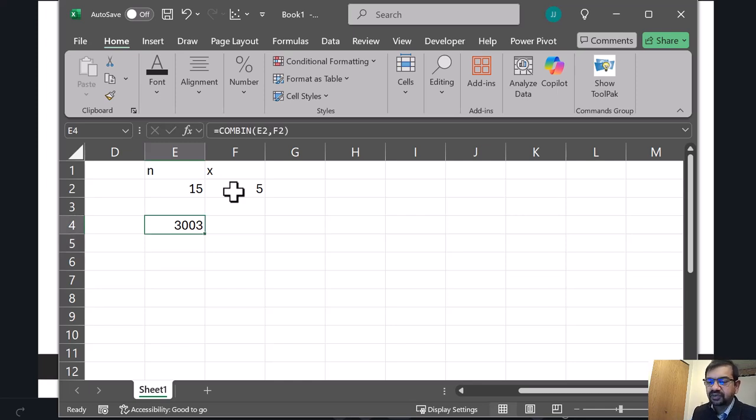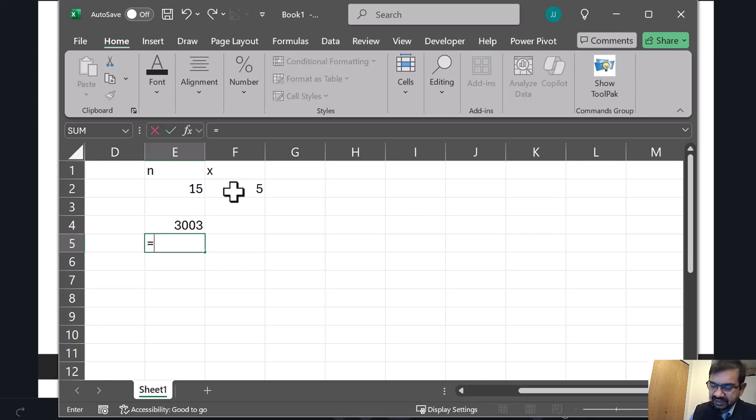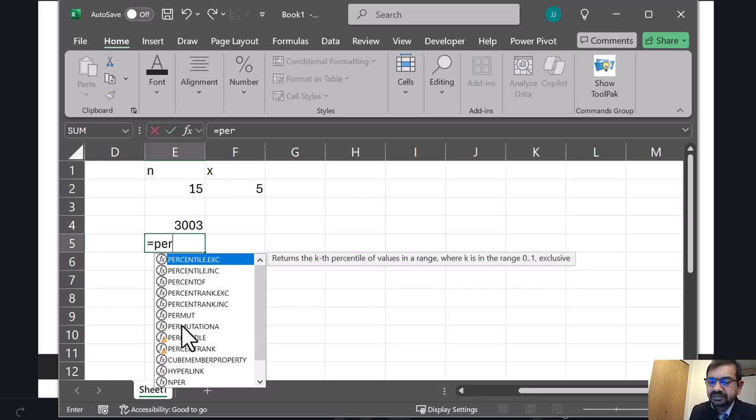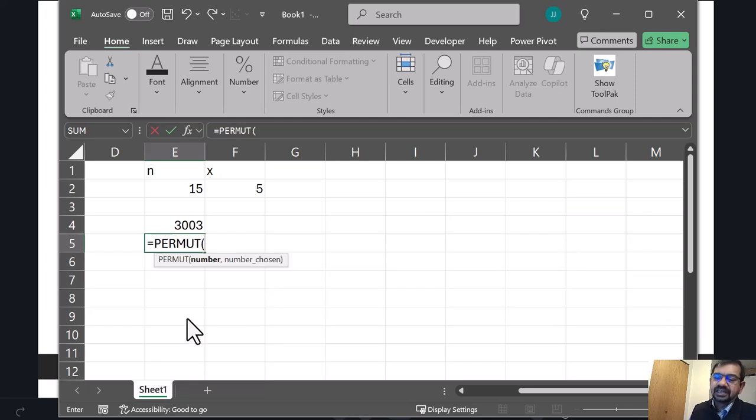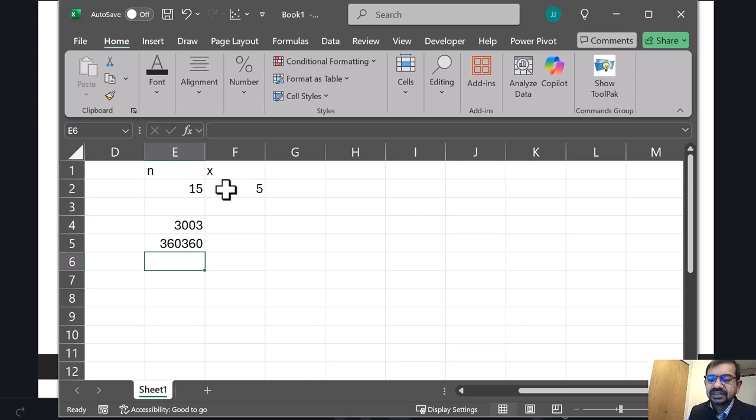What if sequencing mattered? So the first function for combination is COMBIN. For sequencing, the function is, unsurprisingly, PERMUTE. So we look at PERMUTE. It asks us for the number, n is 15, and our number chosen, 5. And here we get 360,360. So from a collection of 15, if we draw 5 and the sequencing matters, we can get 360,360 combinations.